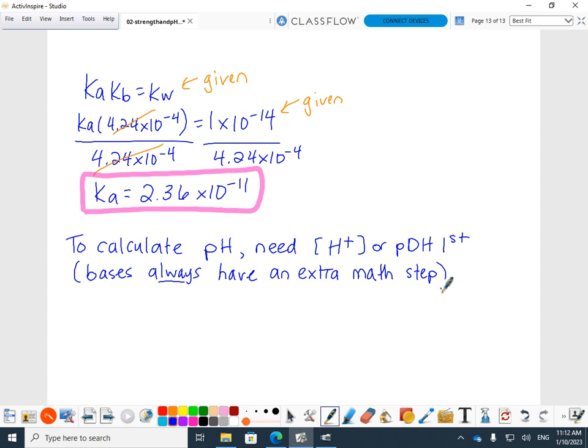Okay, so whether it's a strong acid or strong base or weak base, there is always going to be that extra step with the base. We don't deal with the pOH scale, so you're always going to have to change it into pH from the pOH.